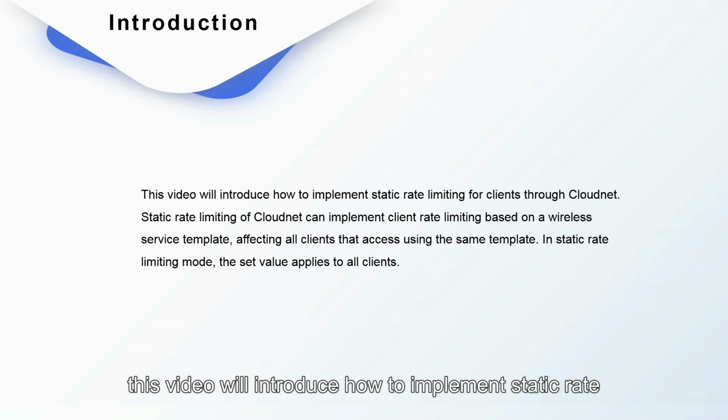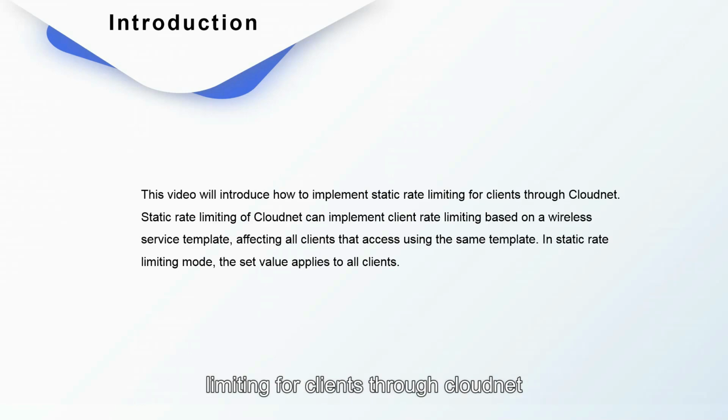This video will introduce how to implement static rate limiting for clients through Cloudnet. Static rate limiting of Cloudnet can implement client rate limiting based on a wireless service template, affecting all clients that access using the same template. In static rate limiting mode, the set value applies to all clients.